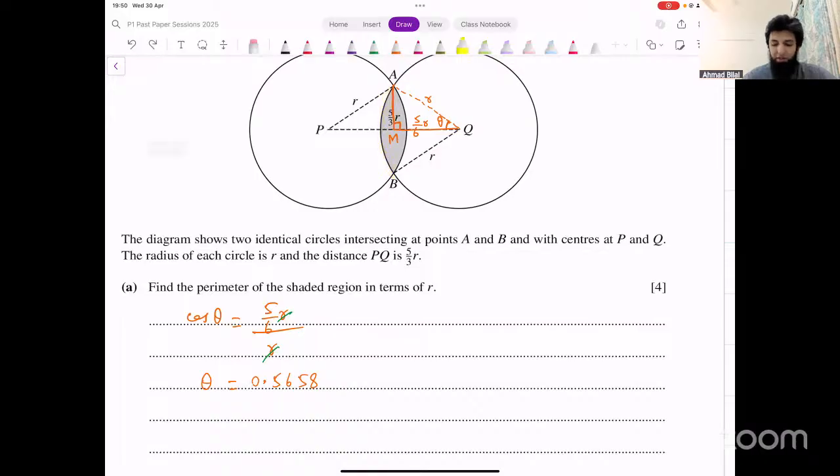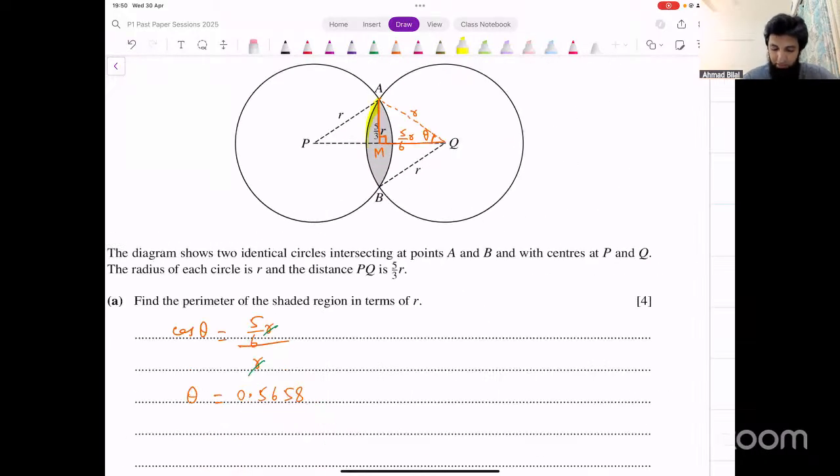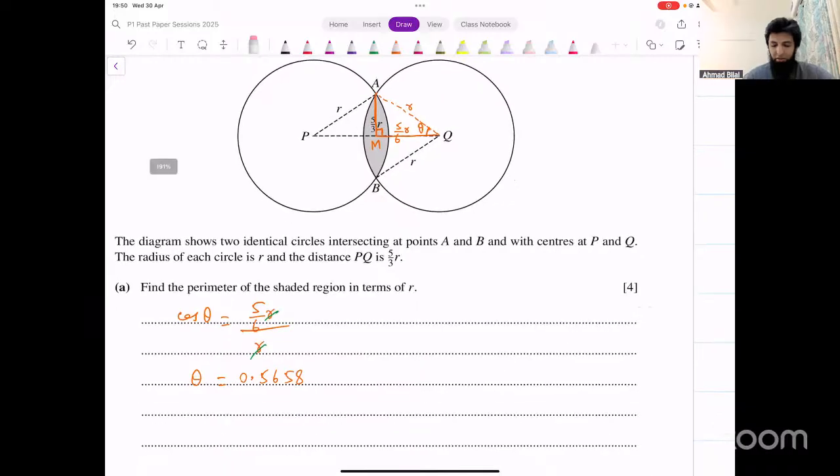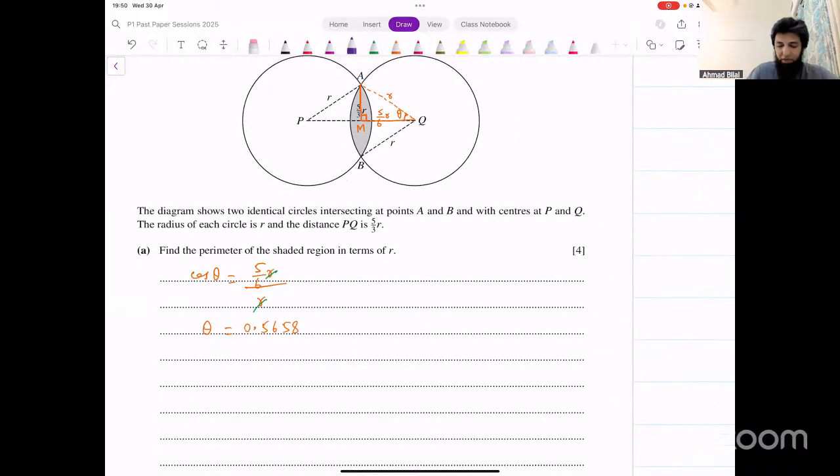Or you can just find this arc length and then multiply that by 2 to get the complete arc length. Either way, you get that complete arc length. What I'll do is multiply this by 2 to get that complete angle first of all. Let's see what that turns out to be. The angle AQB will be 2 times this, 0.5658. What's that? That's 1.1 something. 5856. Okay, thank you. So I think this is 5856.